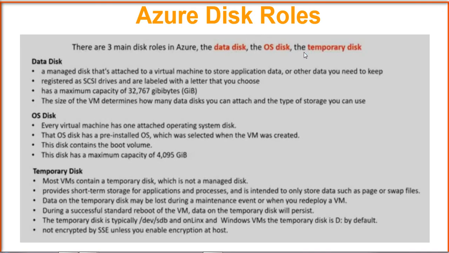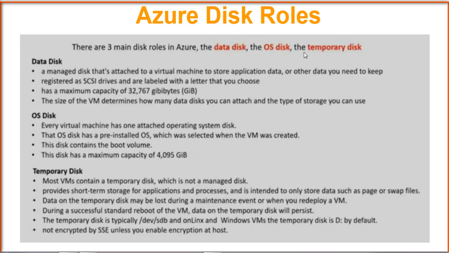Okay, so data on the temporary disk may be lost during a maintenance event and when you redeploy a VM. So whenever you redeploy a VM, this storage will be deleted. During a successful standard reboot of the VM, data on the temporary disk will persist. So whenever you redeploy the VM, the data inside this temporary disk will be lost. But whenever you do a successful standard reboot of the VM, the data on this temporary disk will persist.